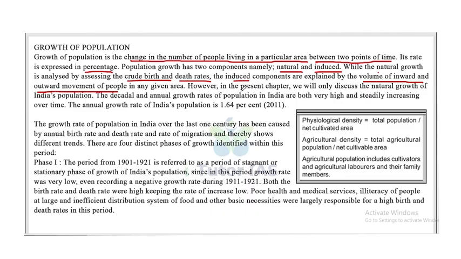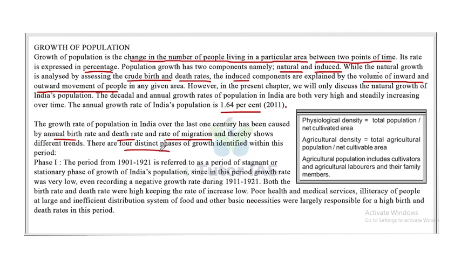However, in the present chapter, we will only discuss the natural growth of the Indian population. The decadal and annual growth rates of population in India are both very high and steadily increasing over time. The annual growth rate of India's population is 1.64%, that's in 2011. The growth rate of population in India over the last one century has been caused by annual birth rates and death rates, and the rate of migration, and thereby shows different trends.